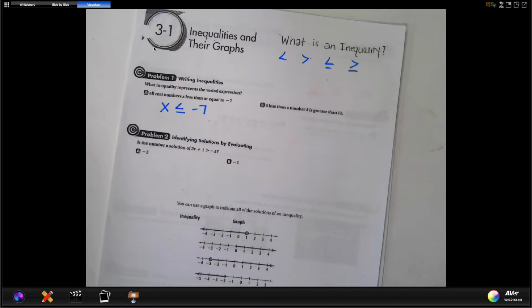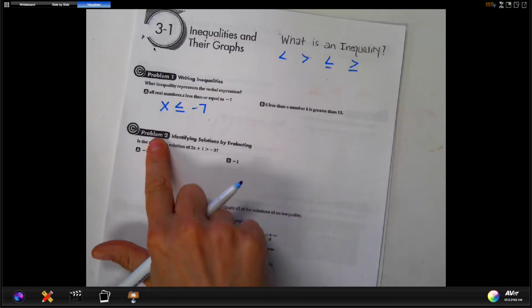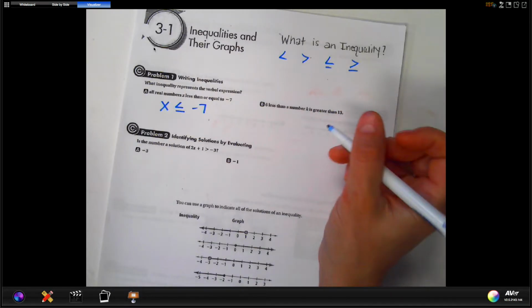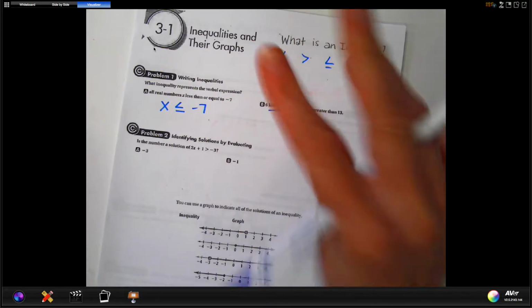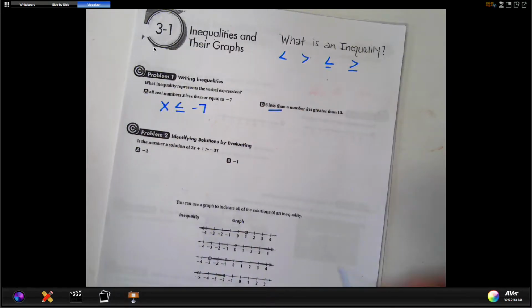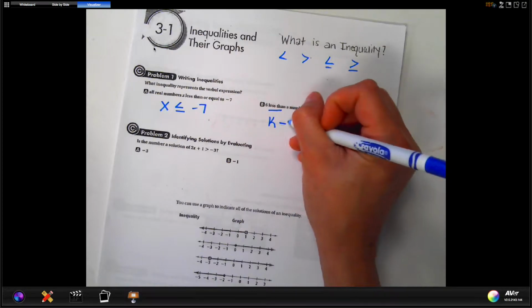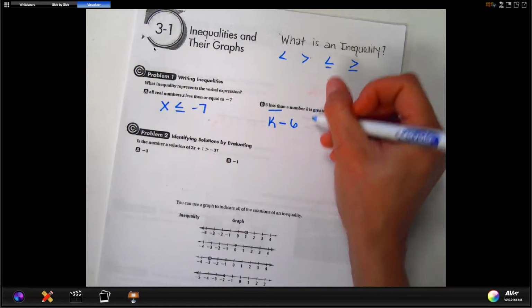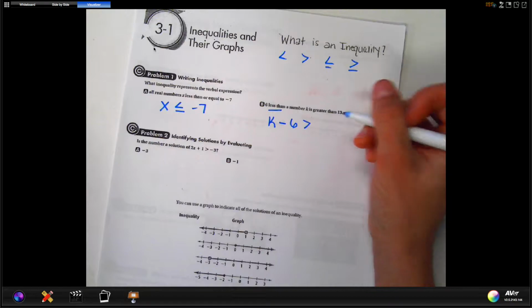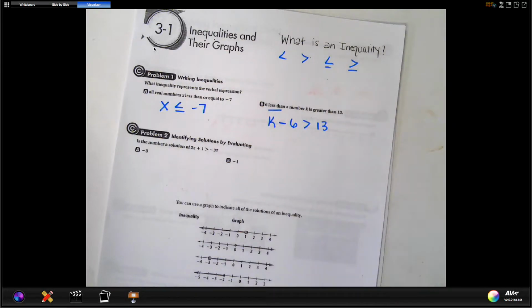6 less than a number k is greater than 13. There's also going to be more than just this in there. So 6 less than a number k. Remember, less than means we got to switch them. So we're going to do k, and then less than means minus 6 is greater than 13. So there can be more than just a variable on one side.